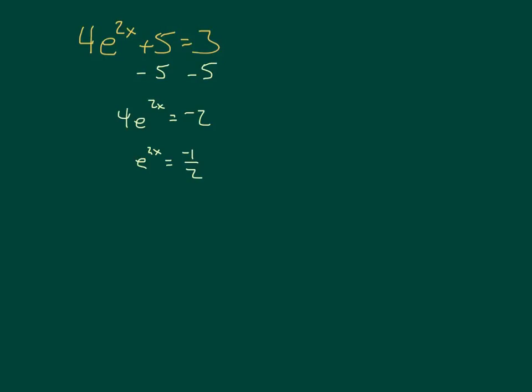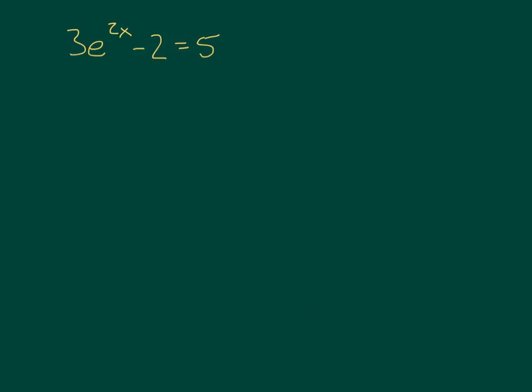Likewise, if you don't recognize that at this point in time, make this into an ln of negative 1/2 equals 2x. You cannot take the ln of a negative number for the same reason that we were just discussing when we were talking about negative numbers coming out of exponents. You cannot take a log, any log, ln included, of a negative number. So what do we have going on here? Well, we have a no solution situation. There is no solution to this equation.